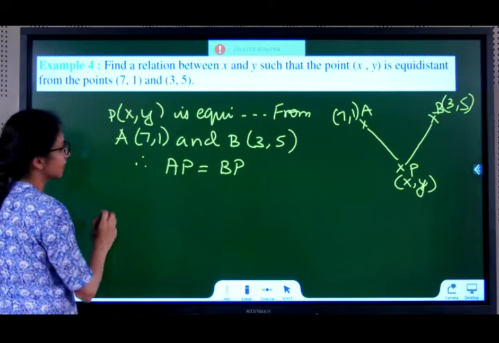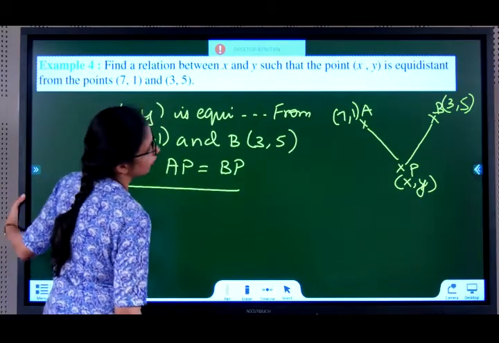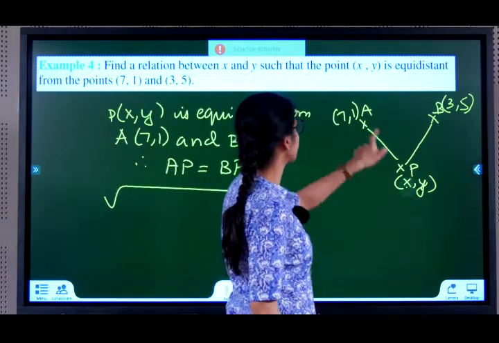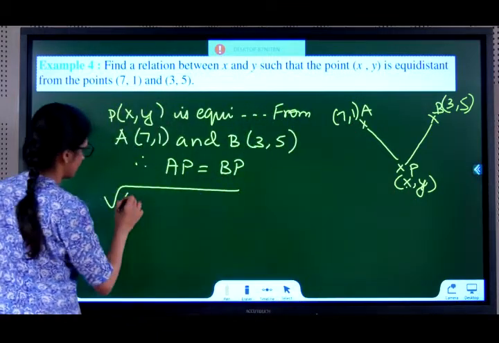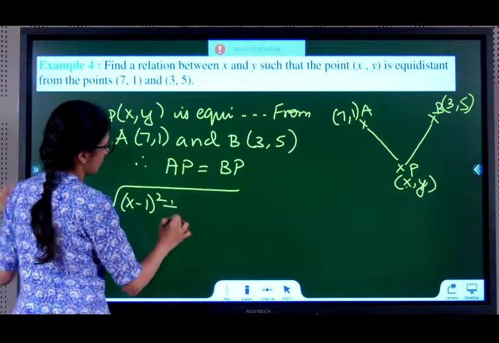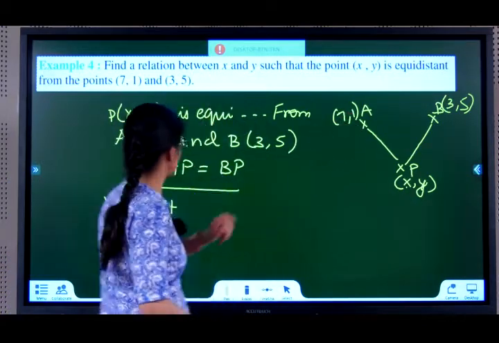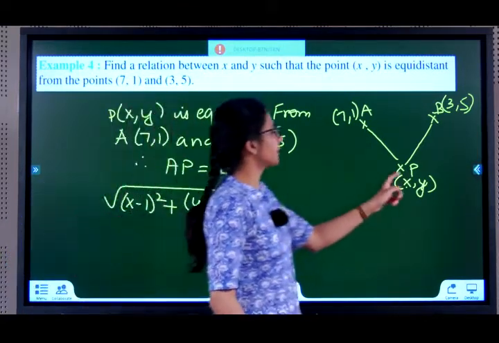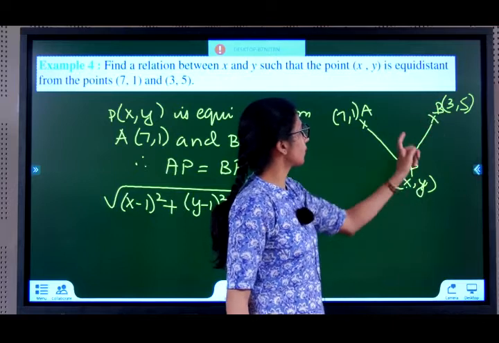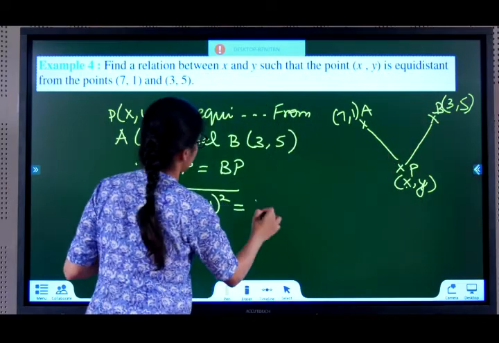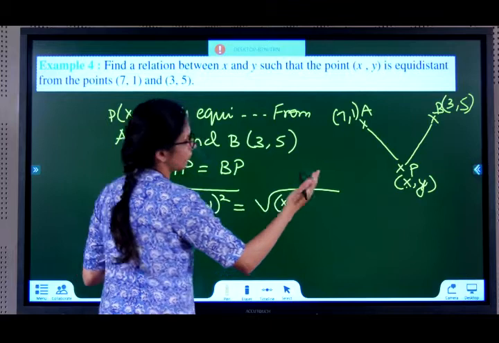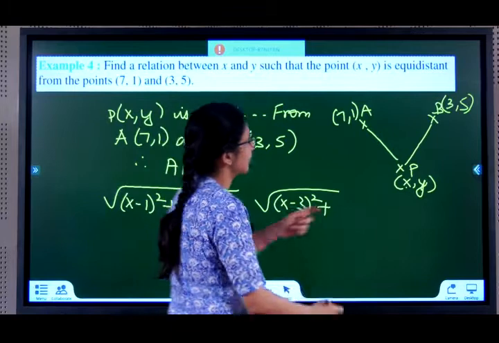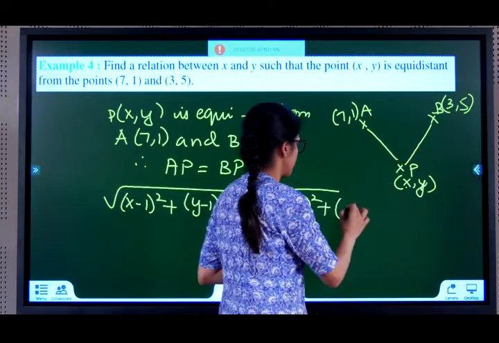AP using distance formula, root of, x1, y1, x2, y2, okay. X minus 7 the whole square plus y minus 1 the whole square is equal to BP, x1, y1, x2, y2. X minus 3 the whole square. Like I said, you can interchange x1, y1, x2, y2, you will get the same answer. X minus 3 the whole square plus y minus 5 the whole square.